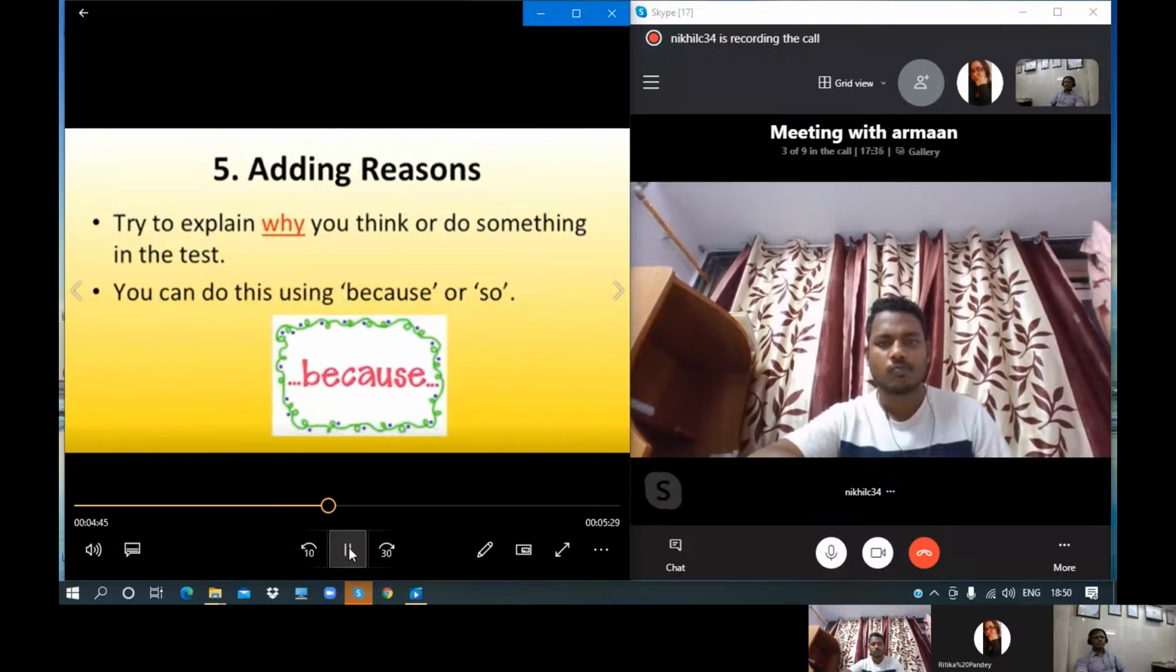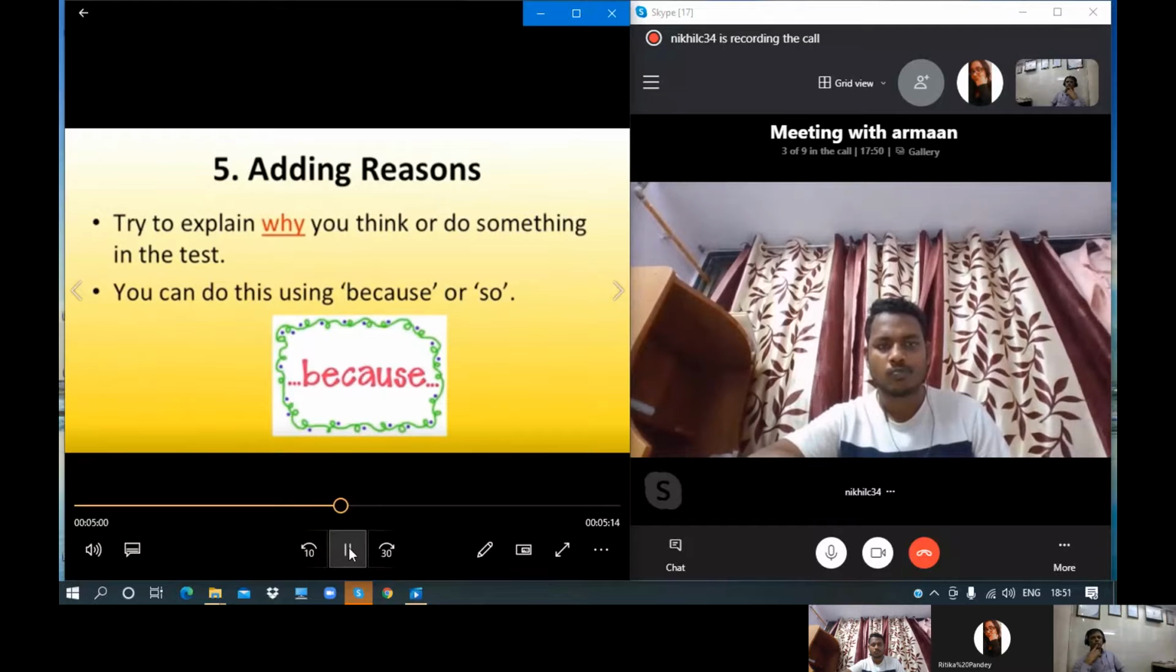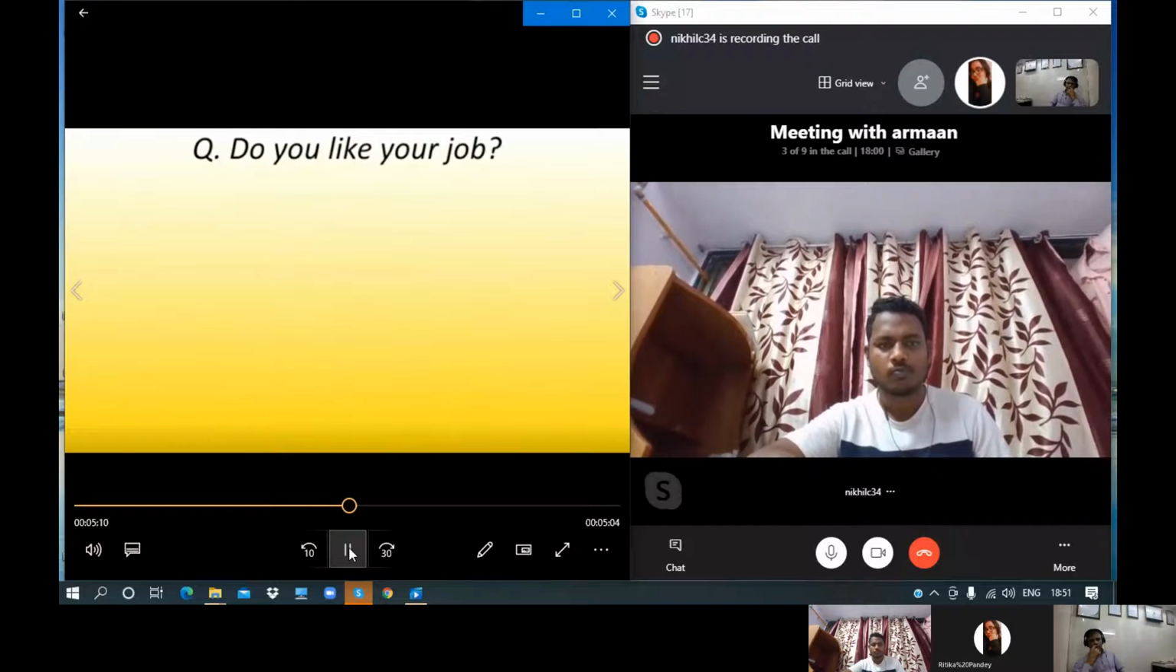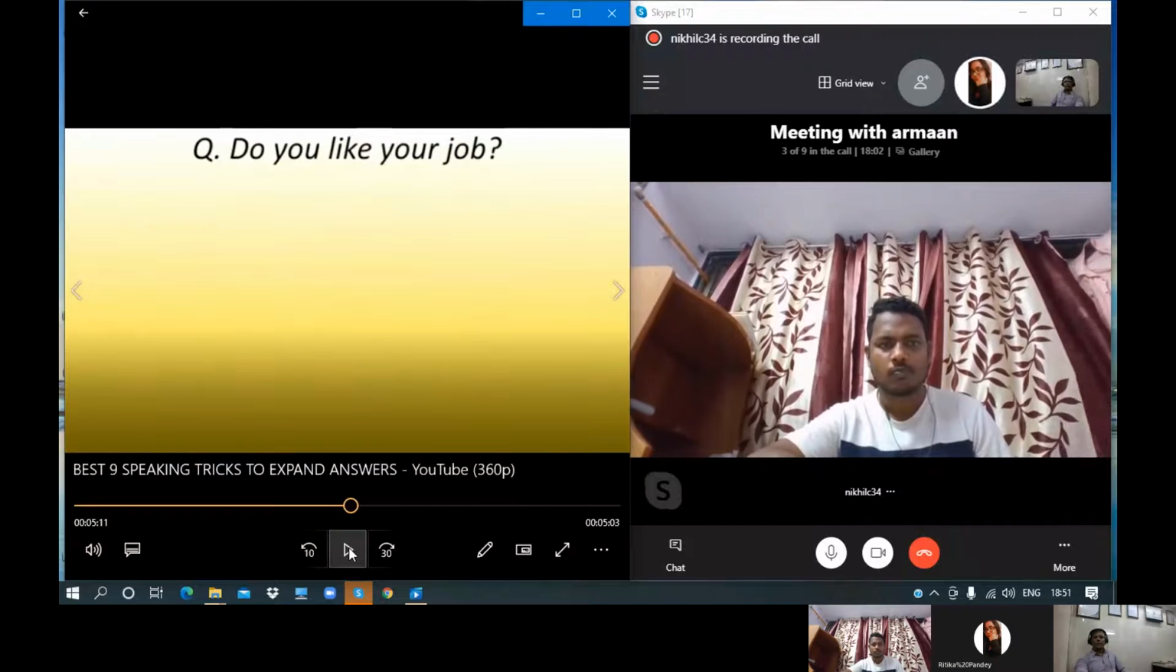Trick number 5 is to add reasons to your answer. So try to explain why you think or do something in the test. You can do this using because or so. Let's look at an example for this. Question: do you like your job? What is your answer? Nikhil first.